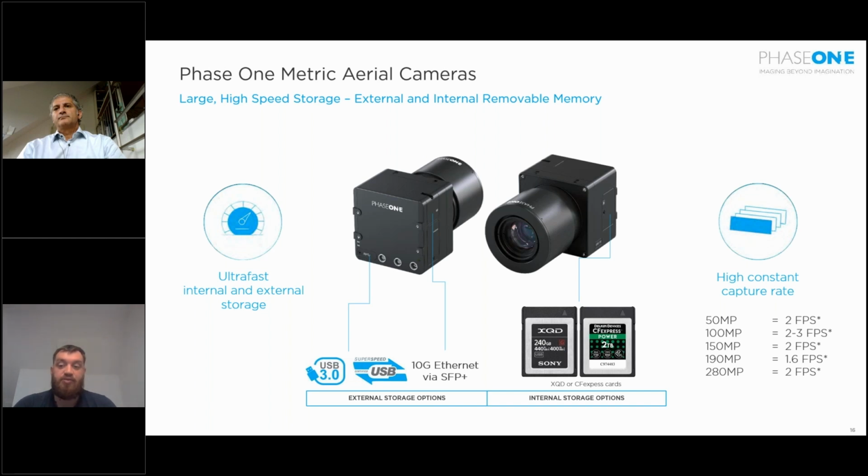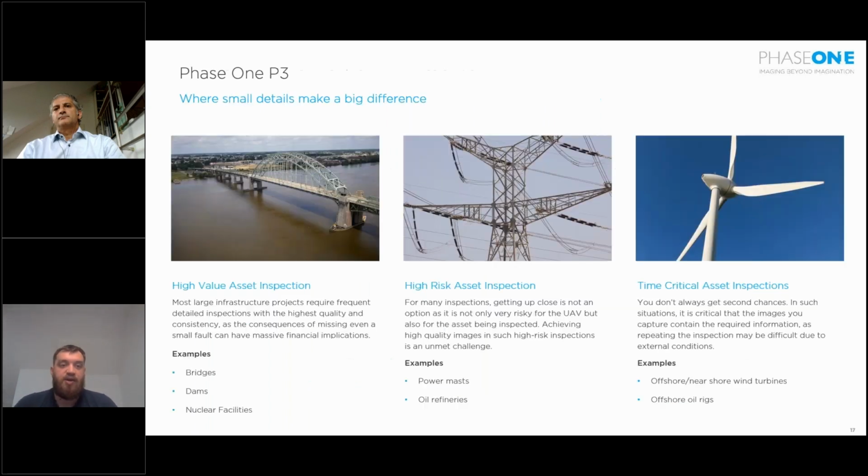This is very important also because of the very high constant capture rate. Our cameras can capture up to 3 frames per second. So it doesn't matter on which drone you are going to use the camera. You can be sure that there won't be any gaps in the data because, depending on the flying speed, the cameras can capture fast enough. So you are safe with our camera.